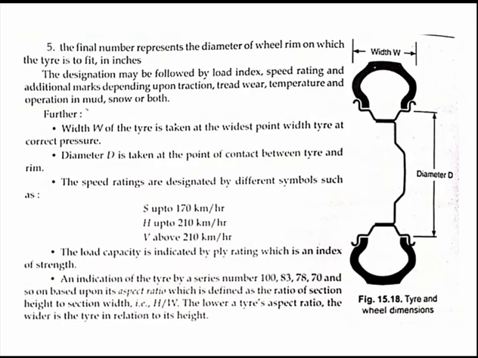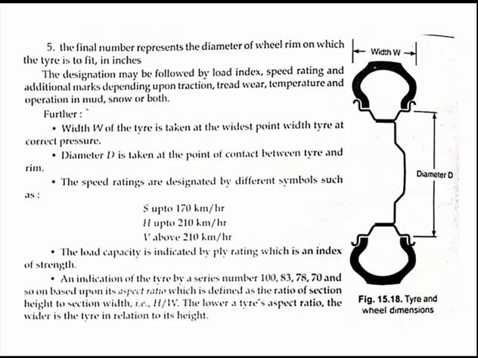So what is the 70 number? It is the diameter of the wheel rim on which the tire is going to fit. You can see the diameter D in the figure on the right side, and here the width W is also provided. W is the width of the tire, taken at the widest point of the tire, and D is the diameter at the point of contact between the tire and rim.